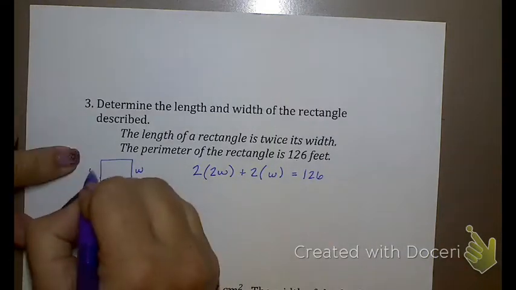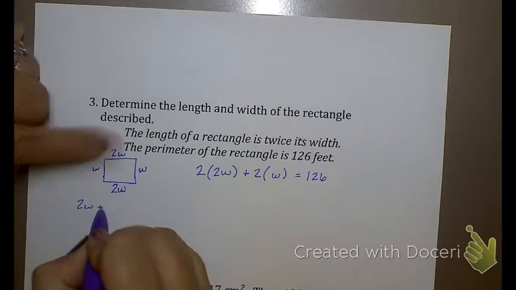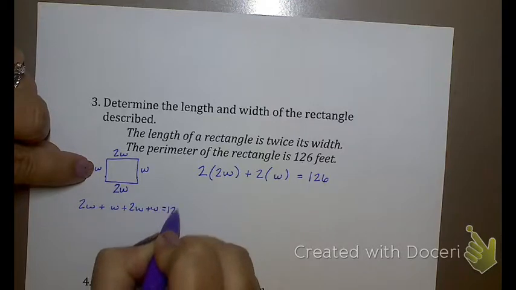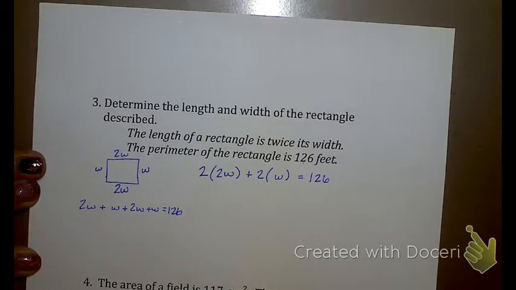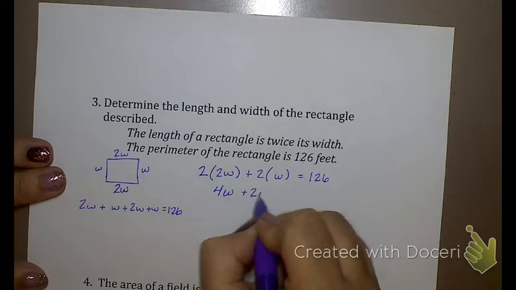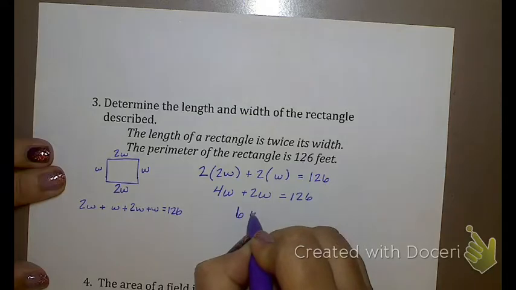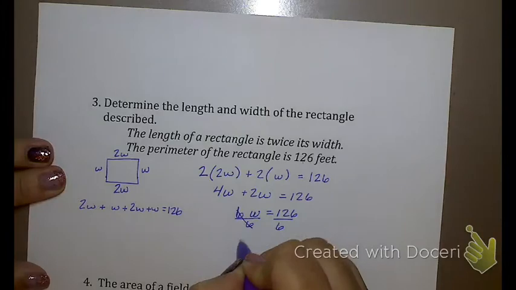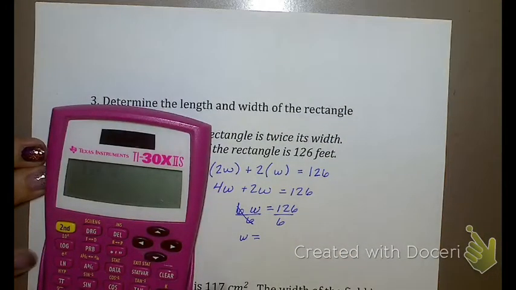What if I don't remember that it's 2 times that? Well, I can go ahead and label these. And I can say 2w plus w plus 2w plus w equals 126. That equation means the same thing as that equation. Either way works. So I get 4w plus 2w equals 126. That's 6w equals 126. Divide by 6 and w equals what? 126 divided by 6, 21.